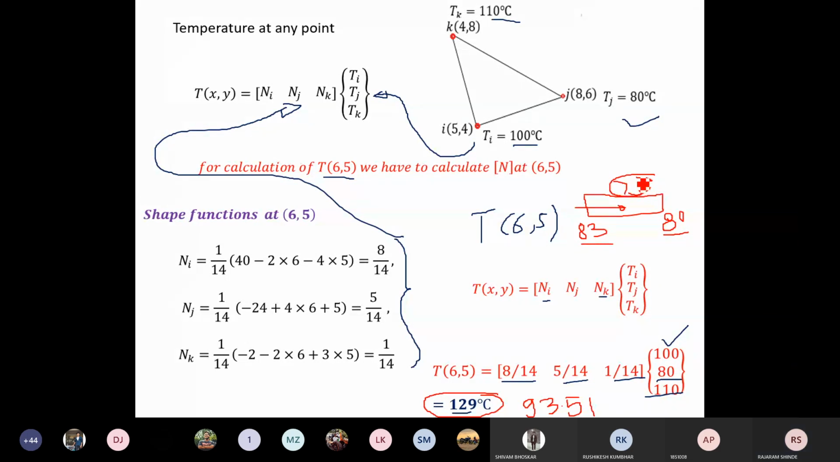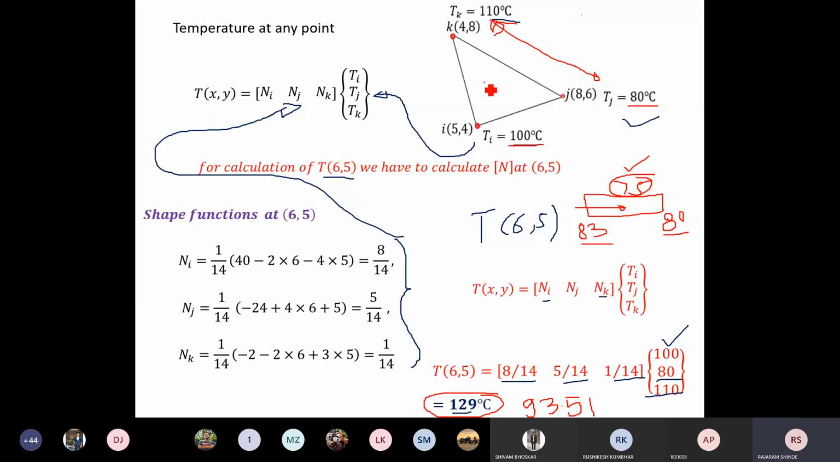You have to remember this. A lot of students have made this mistake. At one end they calculated temperature 83, at the other end 80, and in between they calculated 75, 78, 79. Those temperatures are wrong. Same thing is here also. If your temperature at this location is 100, here it is 80 and here it is 110, this temperature should be less than the highest value and greater than the lowest value. That means it is in between 110 and 80. You have to remember this.